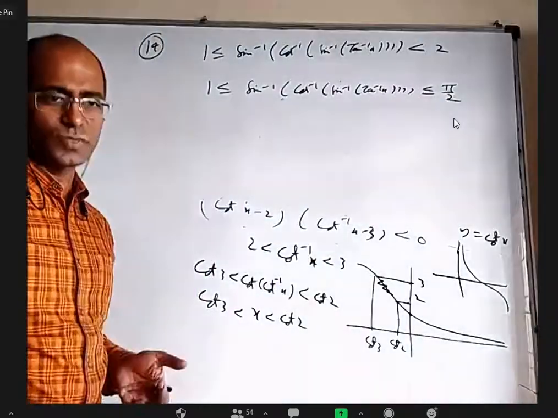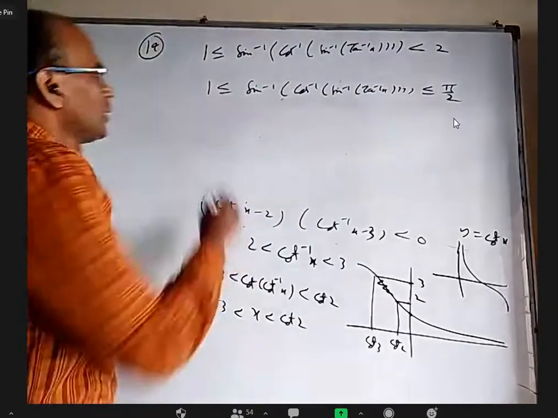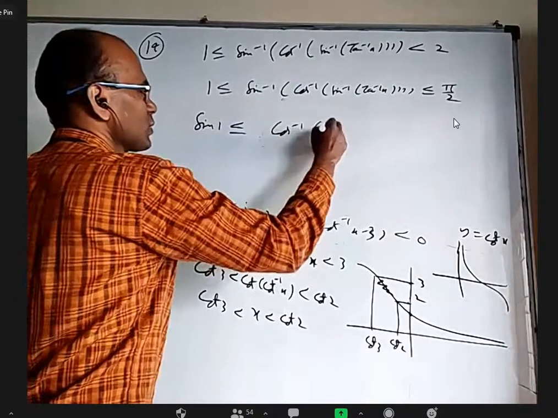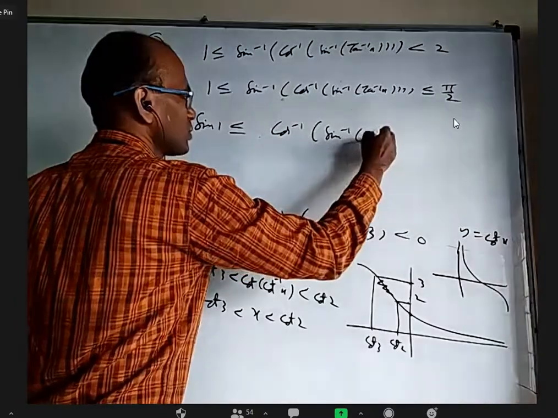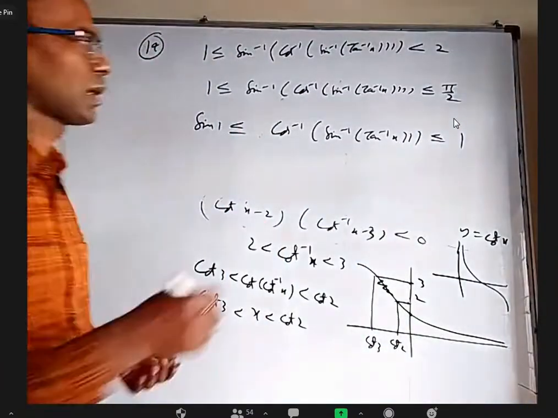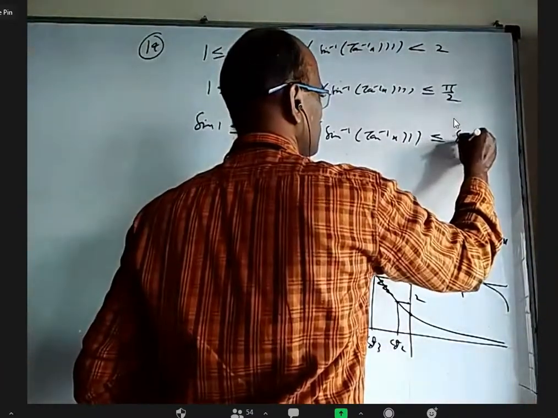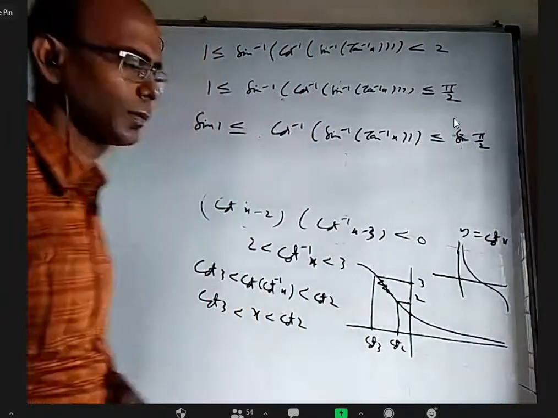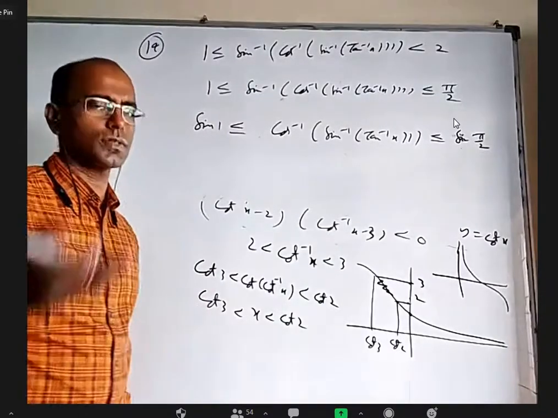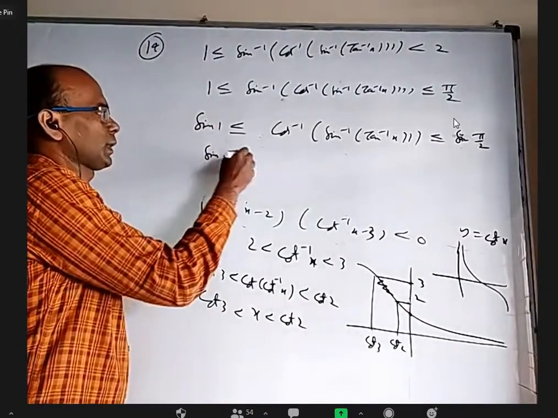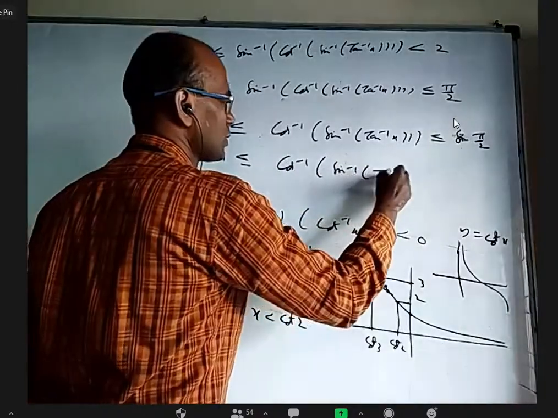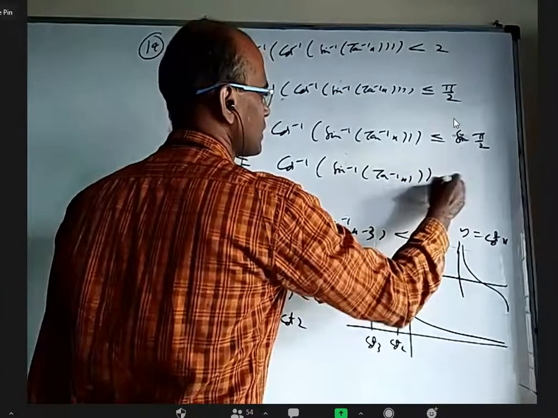Now, sine is an increasing function, so you can apply sine, not a problem. It will be sine 1 less than or equal to cos inverse sine inverse tan inverse x less than or equal to 1, or sine pi by 2 you can write if you want. Sine 1 we don't know. 1 radian is around 57.2 degrees, so we don't know the value. You have to keep it as sine 1 less than or equal to cos inverse sine inverse tan inverse x less than or equal to 1.